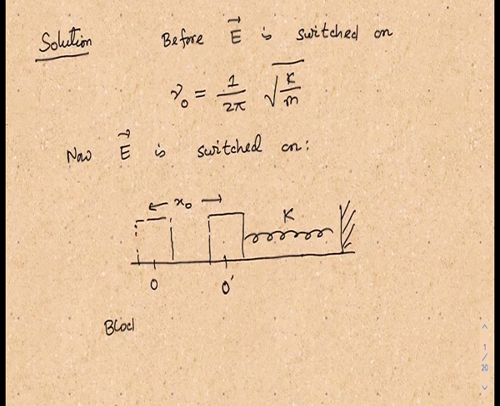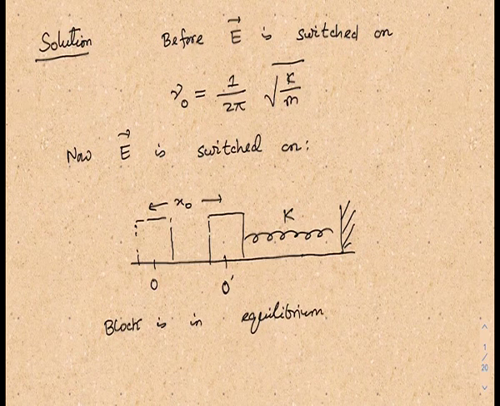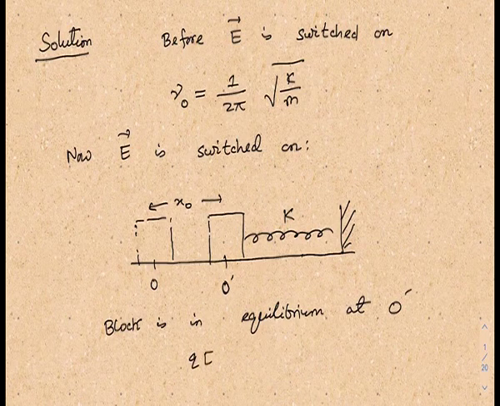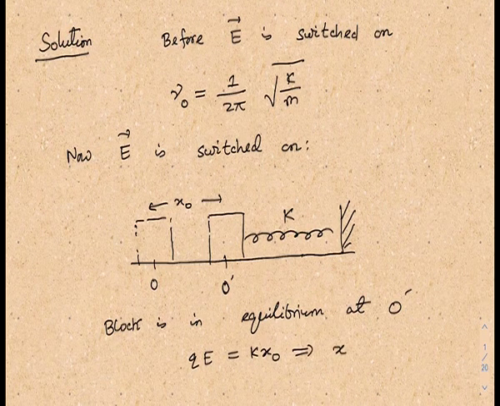Block is in equilibrium at O dash due to the electrostatic force and the spring force. So the electrostatic force is qE and the spring force would be kx0, and therefore you see the shift in the mean position x0 would be simply qE by k.